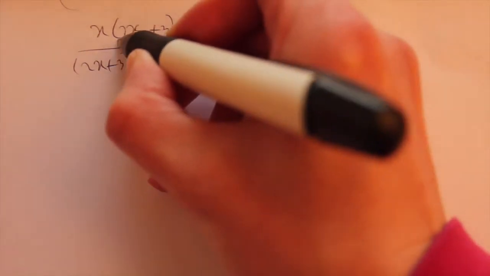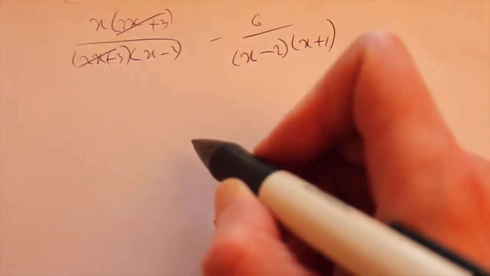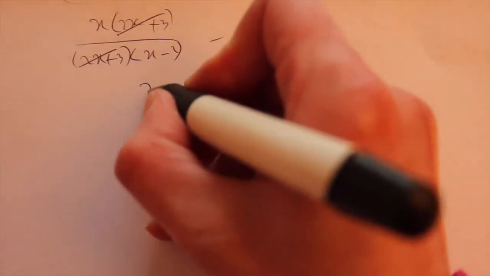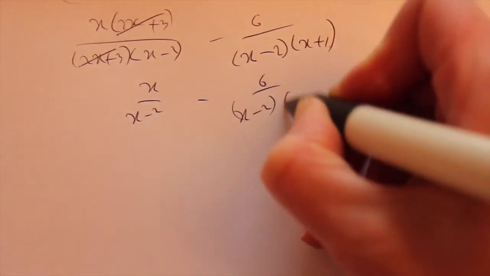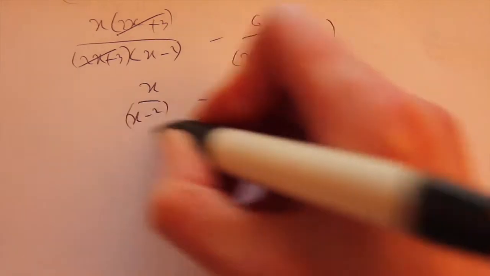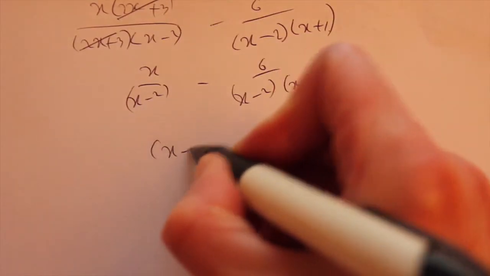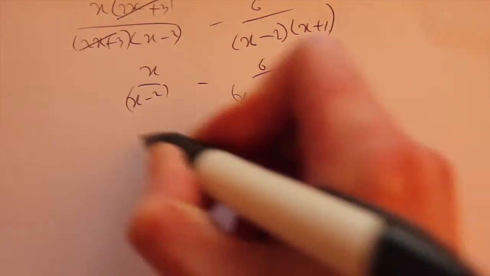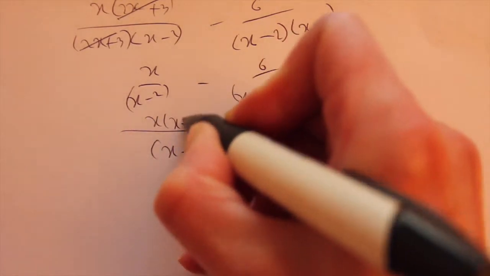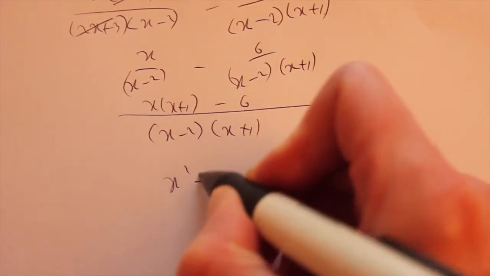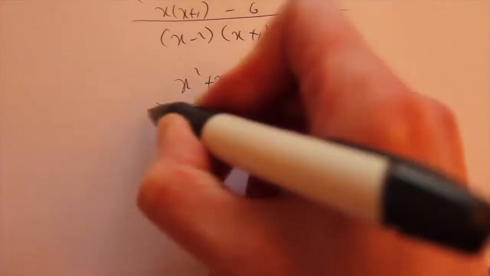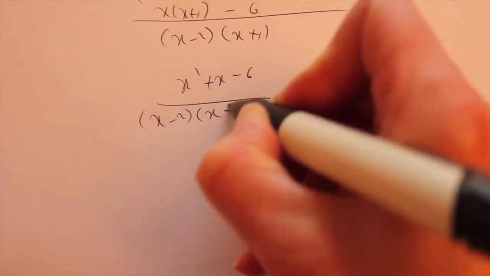Before you go into this, the question simplifies down to make it a little bit easier. So it's x over x minus 2 minus 6 over x minus 2, x plus 1. So now choose your factors for the bottom. X minus 2, x plus 1. Need an extra x plus 1 up here, and no change there. So times at the top, x squared plus x minus 6 over x minus 2, x plus 1.